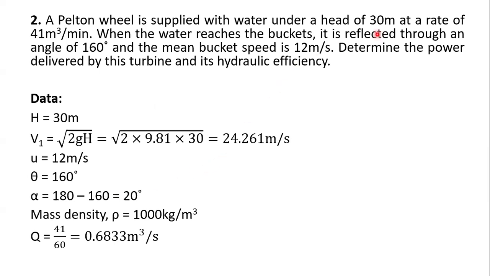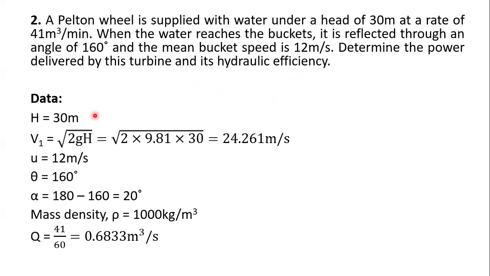Let's pick up another one. This time we're dealing with the Pelton wheel. With the Pelton wheel, we have this example where we're told that the water is being supplied from this height, 30 meters, at this rate, 41 cubic meters per minute, then deflected through this angle of 160 degrees. And the mean bucket speed is 12 meters per second. Let's find the power delivered to this turbine and the hydraulic efficiency.